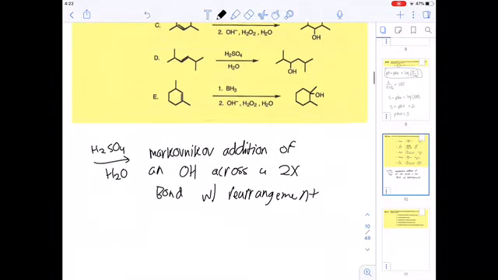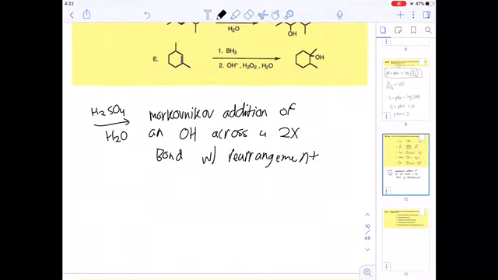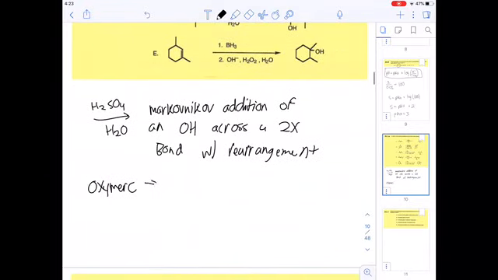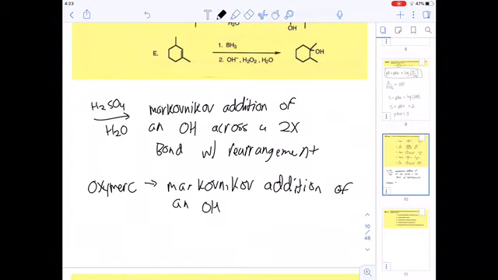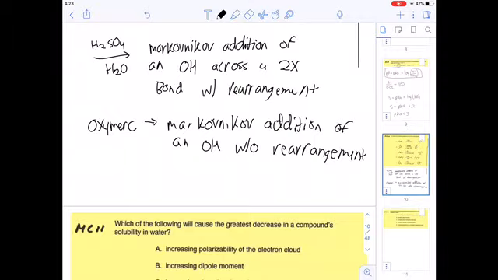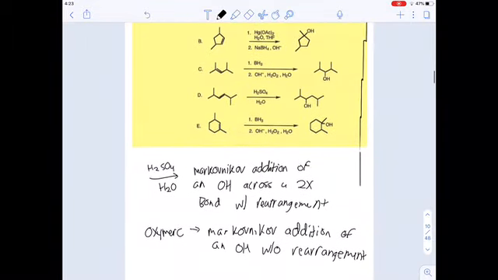Okay, so now we have oxymercuration, which is the Hg(OAc)2, H2O, THF, and then NaBH4. So I'm just going to write oxymerc, but you guys should write out the reagents and the solvents and the different steps. So this is going to be the Markovnikov addition of an OH without rearrangement, because there is no carbocation intermediate. There's actually a bridge.